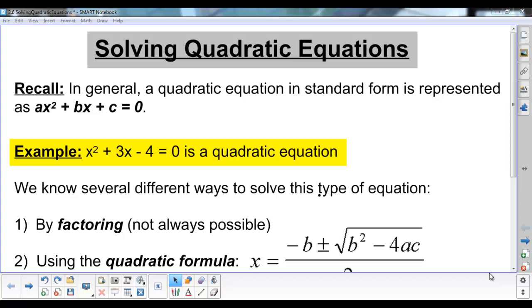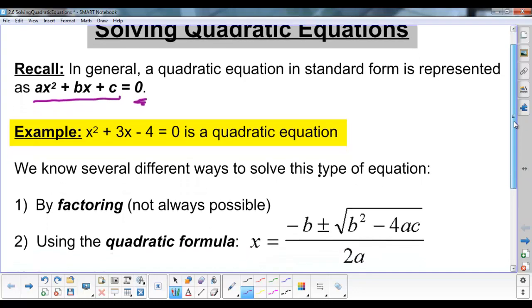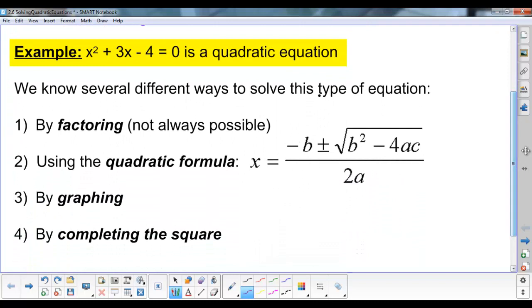Let's recall that in general, a quadratic equation in standard form looks like this. So everything is on one side of the equal sign in descending order of exponents for your variable x, and then the other side of the equal sign equals 0. Now, to solve a quadratic equation, there are lots of different ways. Our first go-to should probably be factoring. It's the quickest, however, it's not always possible.